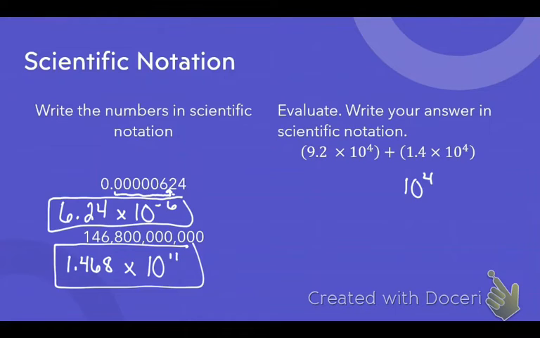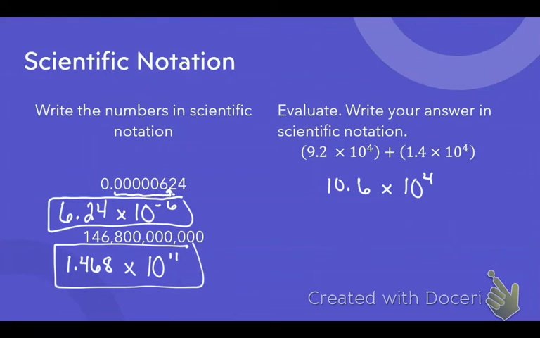Okay? Now, because I had the common power, I can add my decimal values together. What is 9.2 plus 1.4? 10.6. This will definitely be an answer choice on your final, but it is not right. Why is this number not in scientific notation? It's bigger than 10.